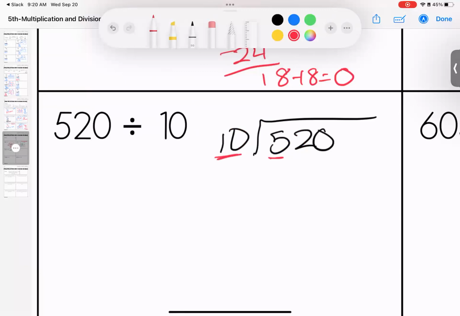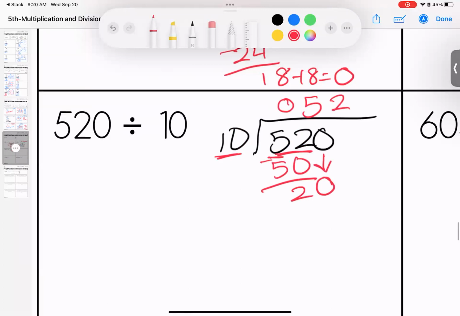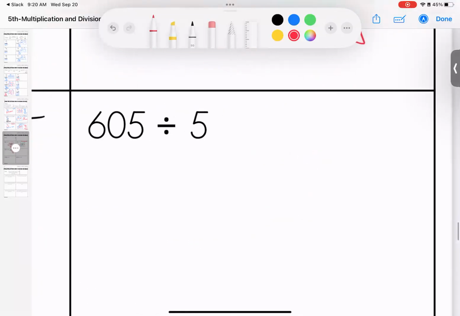How many groups of 10 can I take out of 5? None. How many groups of 10 can I take out of 52? 5, because 5 times 10 is 50. Leaves me with 2. Make sure you bring that 0 down. How many groups of 10 can I take out of 20? 2, with nothing left. Remember, just because you have a 0, you still have to work it all the way through. This one we're looking for 52.